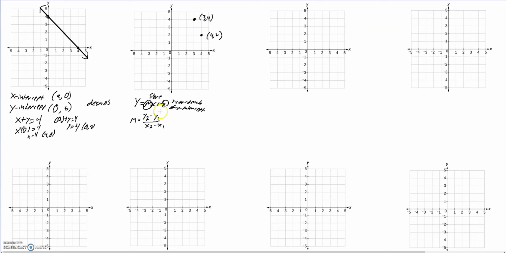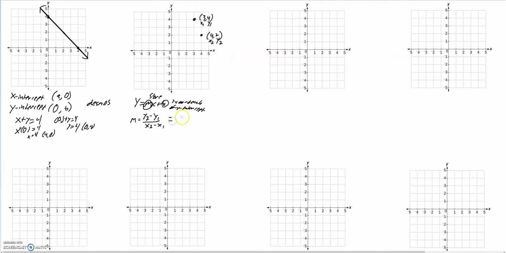Now, we need (y2 minus y1) over (x2 minus x1). The first thing I recommend you do on any of these slope problems when they give you some points is go ahead and find out which one is your x1, which one is your y1, and so on. So just pick one of those to be your first point. So I'll go ahead and say this is my first point. This is my x1. This is my y1. Okay. Then this is my second point. This is my x2. This is my y2. Okay. And then just plug it in.